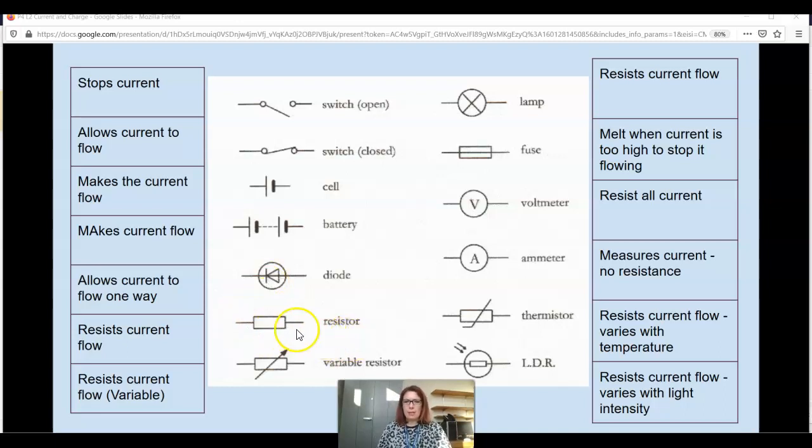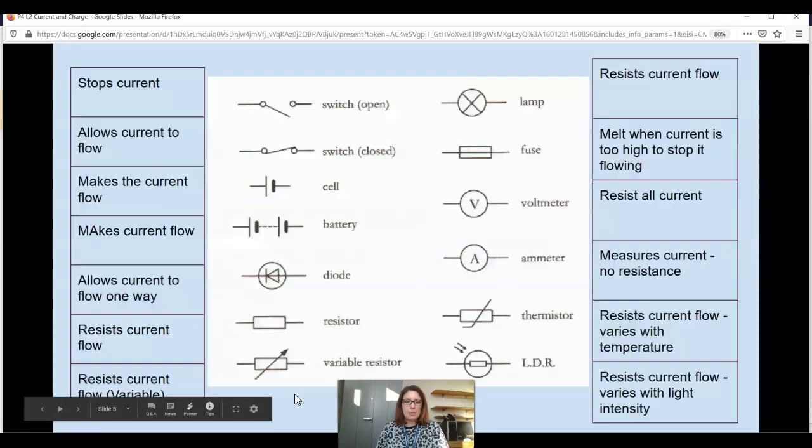Okay, this is a resistor. Virtually anything in a circuit is a resistor, but you can get specific resistors with specific values. What they do is they resist the flow of current, and we'll talk about exactly how they do that in a later lesson. So this is also a resistor. Can you see the symbol's the same? But it's got this arrow through it, so that's a variable resistor. It resists the current flow, but you can change the amount that you want to vary it by.